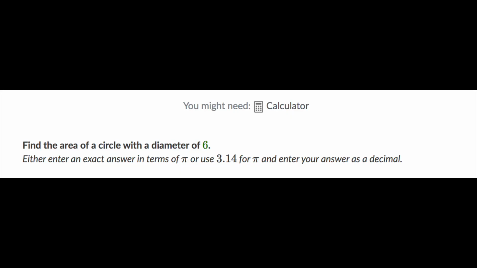Our first question asks us to find the area of a circle with a diameter of 6. And this is taken from Khan Academy, so you can see that our options are to answer in terms of pi, or use 3.14 and enter our answer as a decimal. So we always start with our formula, A equals pi r squared. Then we write down the information we have. In this case, we're given that the diameter is 6, but because the equation uses the radius, we also need to identify the radius, which would be 3, or half of the diameter.